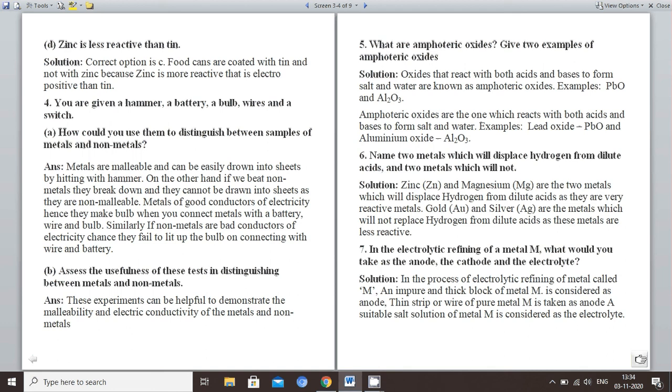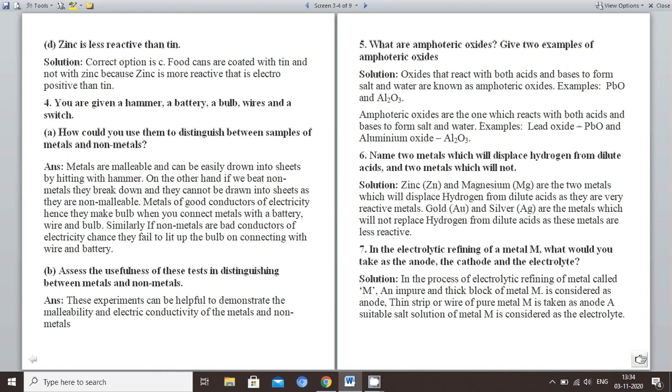Next is question number 5. What are amphoteric oxides, and give two examples of amphoteric oxides. Amphoteric oxides क्या होते हैं class? Those oxides which can react with both acid and base and form salt and water are known as amphoteric oxides. Examples: lead oxide and aluminium oxide.